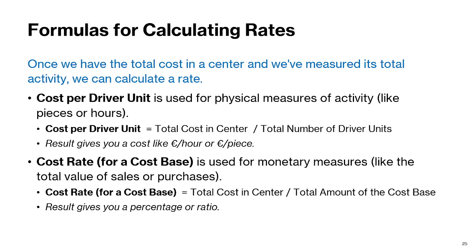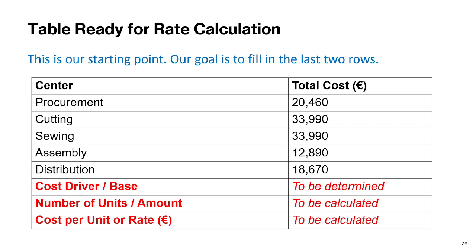Here is our formula for calculating the rate. The cost per driver unit equals the total cost in the center divided by the total number of driver units. The cost rate for a cost base in monetary measure is the total cost in the center divided by the total amount of the cost base. All of this gives you a cost like a percentage or ratio, or euro per hour or euro per piece for the physical measure. So now here is our starting point for the rate calculation. Our job now is to fill the last two rows: we calculate the number of cost driver units or the cost base in each center, and we calculate the cost per driver unit, or rate.